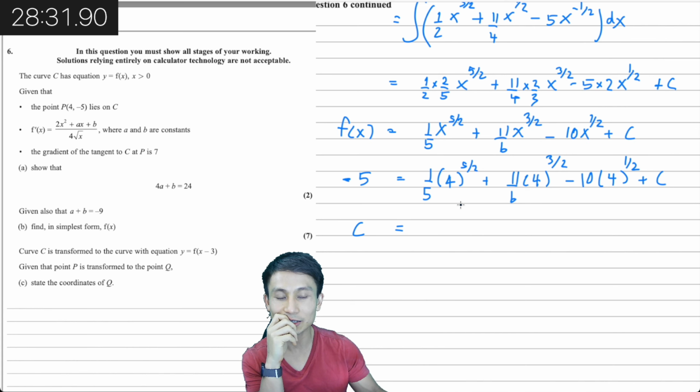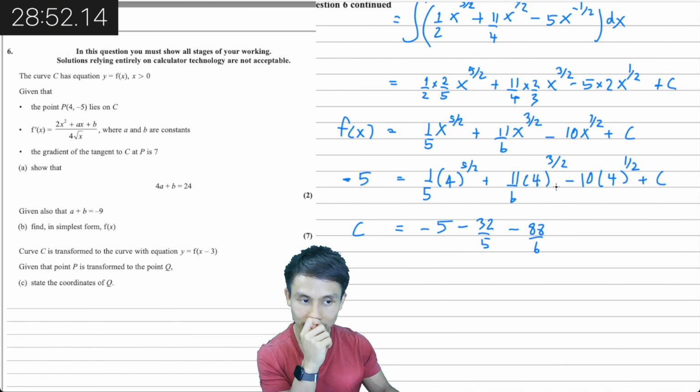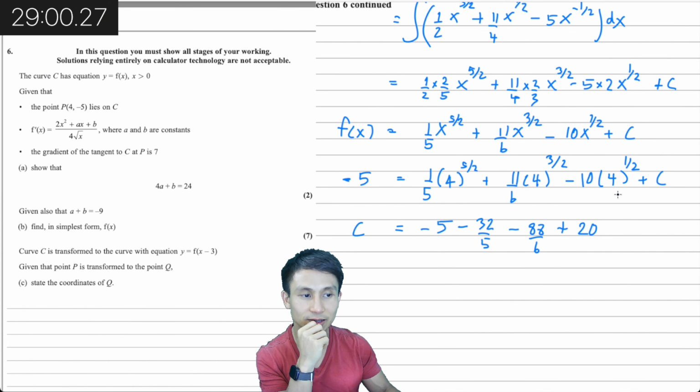So I'm just going to move everything here to the other side. So minus 5. This is 2 to the 5, guys, so it's 32. So minus 32 over 5 plus, this is 2 to the 3, so it's 8. So it's minus on the other side, minus 88 over 6. Just mentally calculating it here. And then because this is minus, this is plus 20.